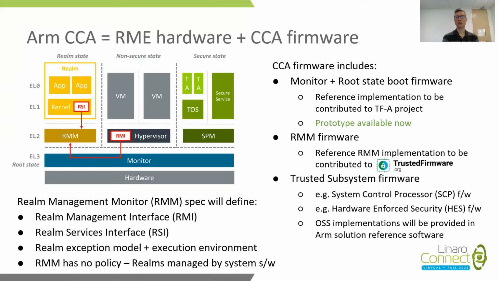The Trusted Firmware project will be providing a reference implementation of the RMM firmware, and Arm will be contributing the initial version, but it will be an open governance project like other Trusted Firmware projects. CCA firmware also consists of impacts on monitor firmware and other firmware running in root state, and the reference implementation of that will be contributed to TFA, and that will be the subject of the later slides. Finally, there is also trusted subsystem firmware, that is firmware that contributes to the Arm CCA security guarantees, for example, the system control processor firmware or hardware enforced security, which I'll talk about in a moment.